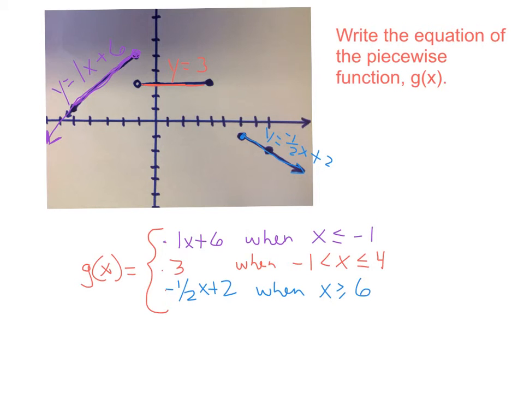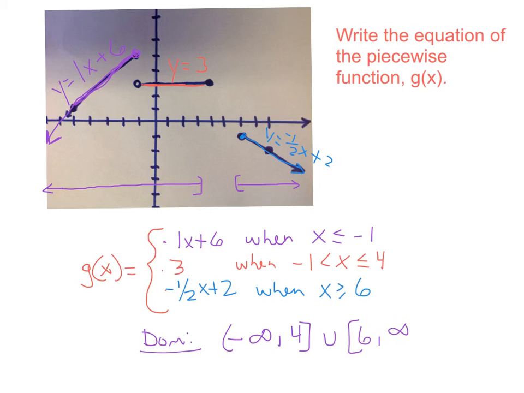If I ask you for its domain, my domain would be all real numbers. We're going to include negative 1, we're going to go all the way up to 4, we're going to stop at 4, and then go from 6 to infinity. So if I wanted to write my domain, I could say it is from negative infinity to 4, and then from 6 to infinity. And that's it.